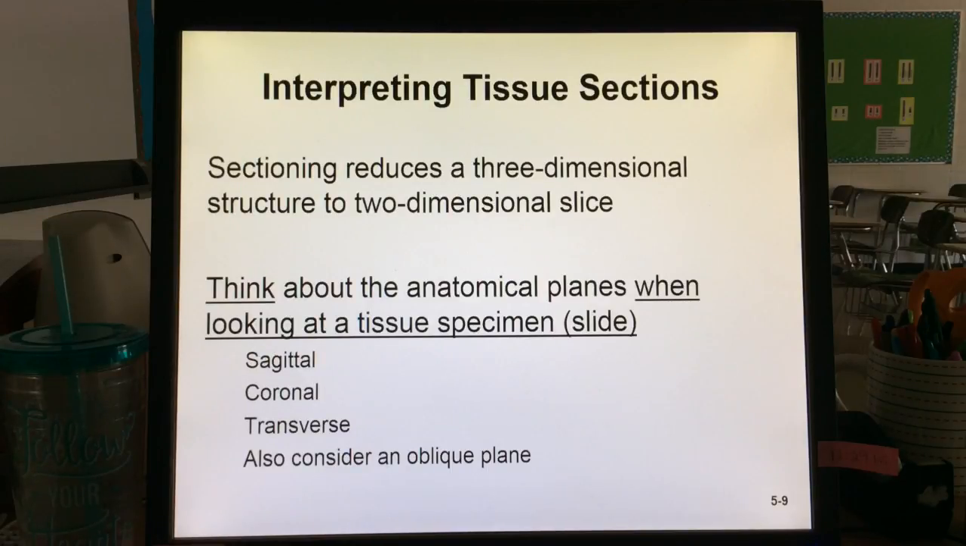Realize that what we're looking at on the slide is a two-dimensional slice. So you have to think about what plane we're looking at. Is it a sagittal plane, a transverse plane? Normally it will be clear. You'll be working with your lab manual while you're looking at the slide, and so it should be clear what plane the picture is coming from. But just realize you're usually thinking about a three-dimensional structure, but now what you're looking at is only a two-dimensional image.